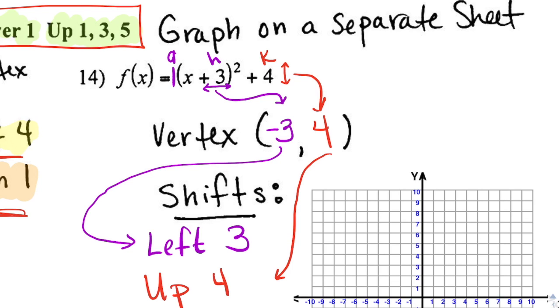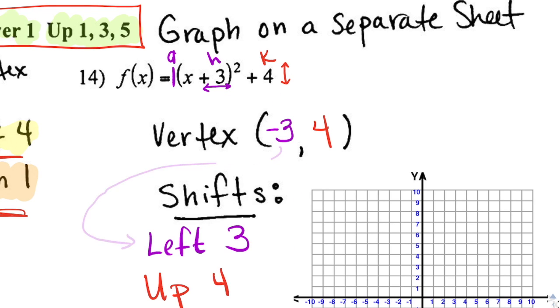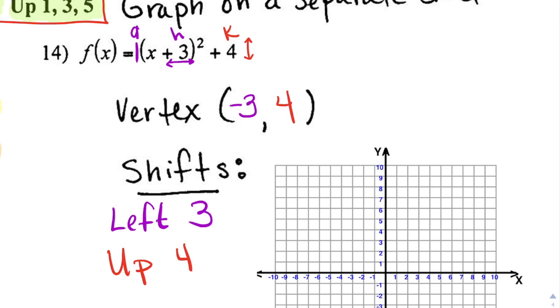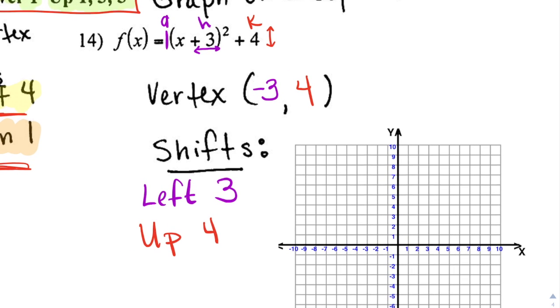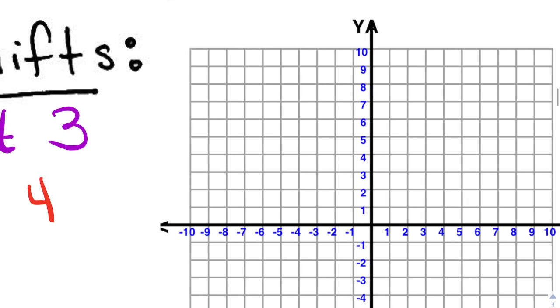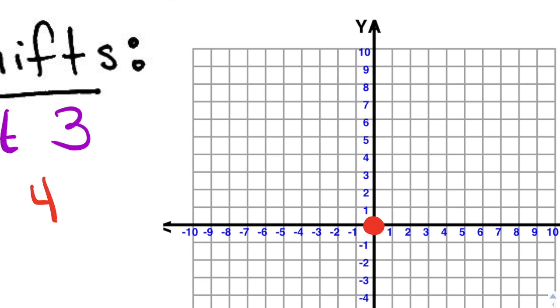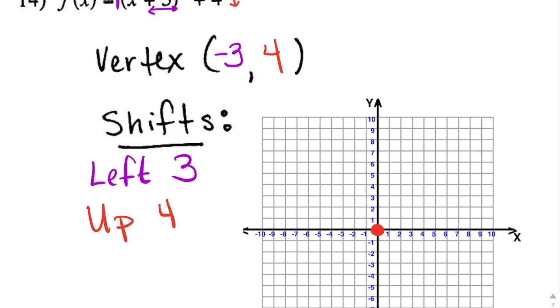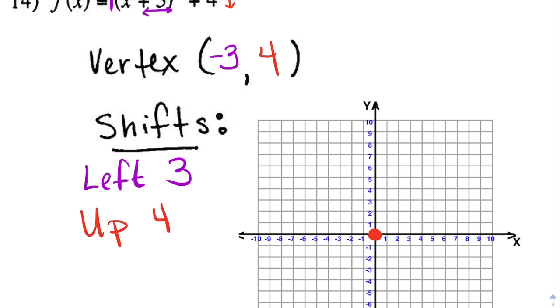Take a look at it. Now I'm going to erase my little arrows. You can leave your arrows because this will be kind of your guide for the other part of the assignment. And I'm just going to get it clean. So my original parent function, the vertex starts at 0, 0. But I'm going to shift it left 3 and up 4. So I'm going to grab my scissors. And you could do it this way if you want. But I'll just demonstrate. So just kind of watch the board for a second.